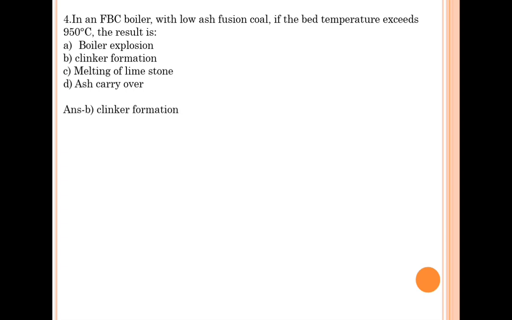4. In an FBC boiler with low ash fusion coal, if the bed temperature exceeds 950 degrees centigrade, the result is, basically we know the higher the temperature, there is a chance of formation of clinker. So here the answer is clinker formation, option B.